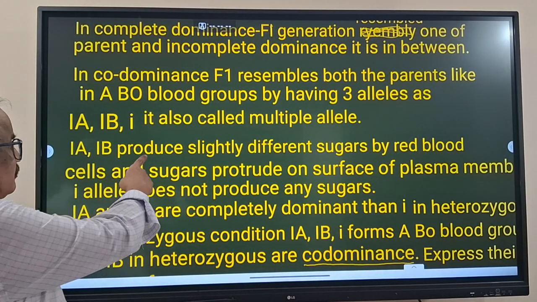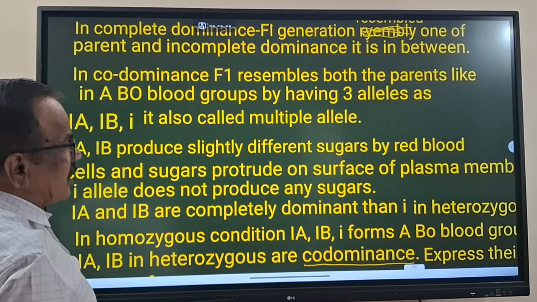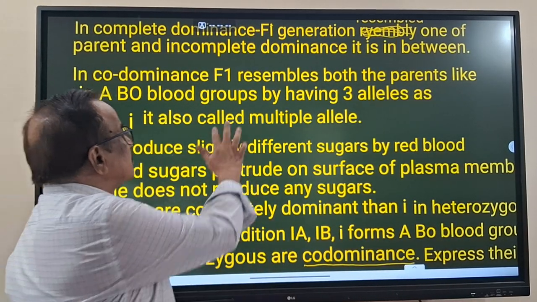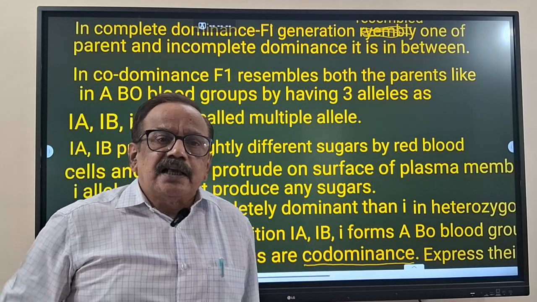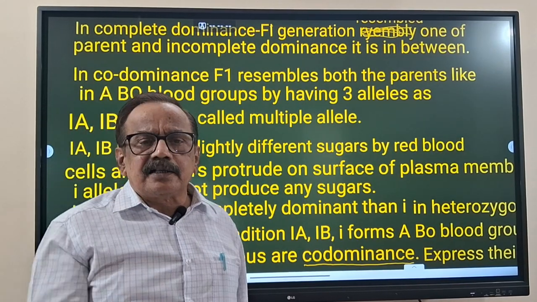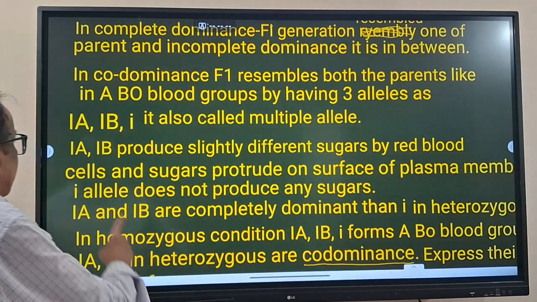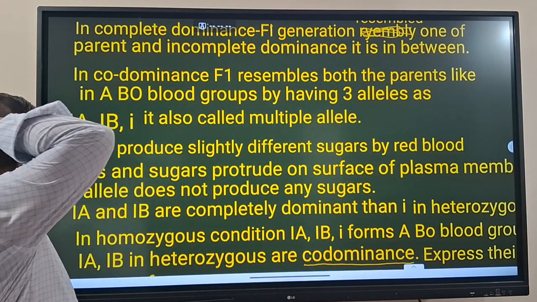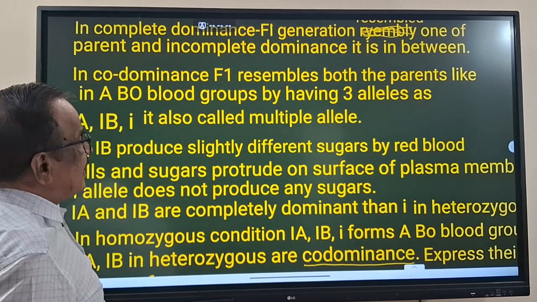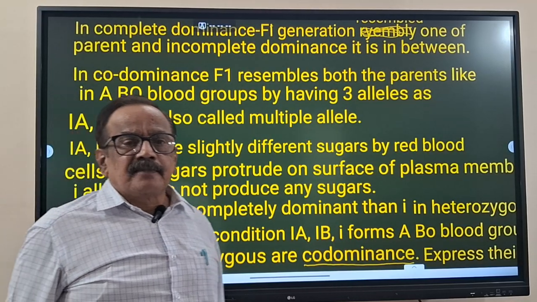They produce significantly different sugars on the blood cells. IA is also called a multiple allele. This is most important. Generally an allele must be in a pair. If it is more than a pair, then we call it a multiple allele. And IA and IB produce slightly different sugars on the red blood cells.